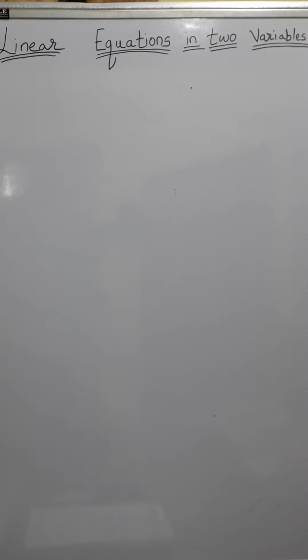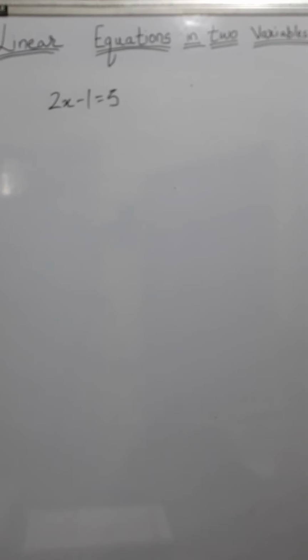In your previous classes you have studied linear equations with one variable. I'll give you one example so that your idea will be cleared and you will remember what you studied. The equation in those classes was in this form: 2x minus 1 is equal to 3, for example. This is called a linear equation with one variable. Here x is your variable, and this is your constant term.